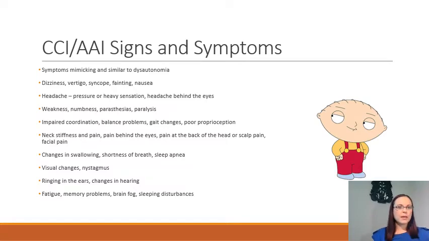Neck stiffness and pain. This is typically in that suboccipital region, so right at the base of the skull. Pain behind the eyes, again, a lot of ocular issues, pain at the back of the head or even into the scalp itself. And then we can see facial pain as well because we're starting to potentially get compression of the cranial nerves. Neurological issues as well, those cranial nerves, we can see changes in swallowing, shortness of breath, even sleep apnea.